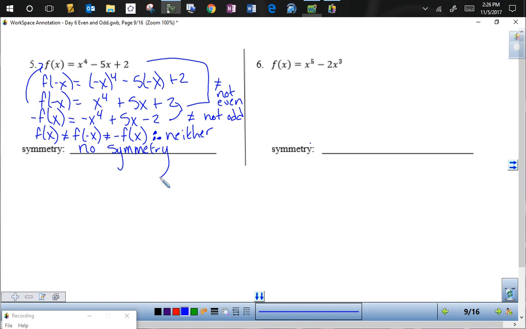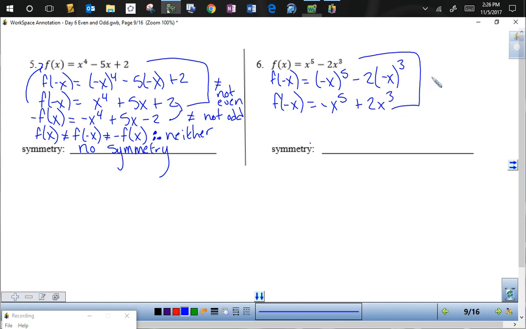Alright, let's take a look at number 6 here. f of negative x equals negative x to the fifth minus 2 times negative x cubed, and simplify. A negative to the fifth power, an odd power, is negative x to the fifth. Here we've got negative to an odd power, so that's negative times a negative, plus 2x cubed, and we'll compare those two things. They're not equal, so that means not even.